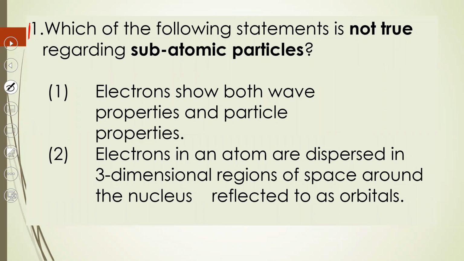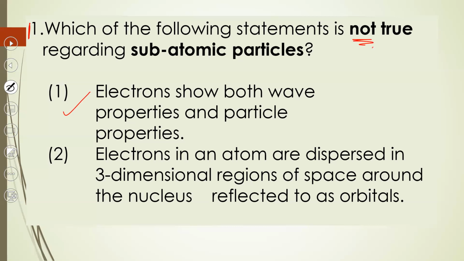Electrons show both wave properties and particle properties. At the same time actually, when it shows the particle property, it also has a wave property. So yes, that is correct. You have to find the one that is not true.